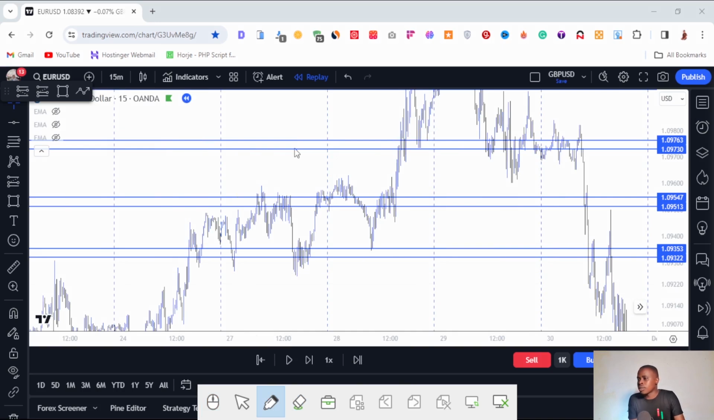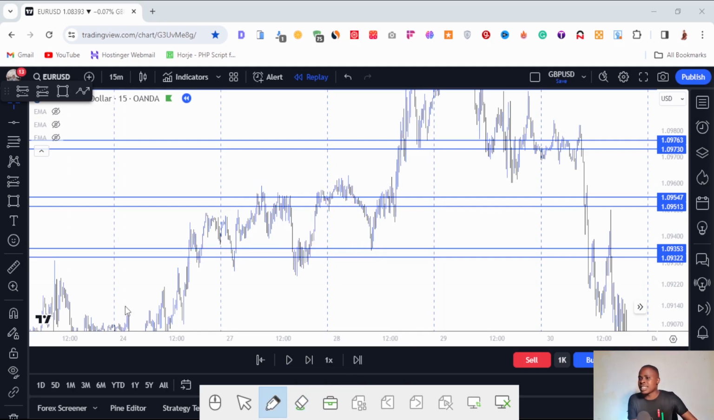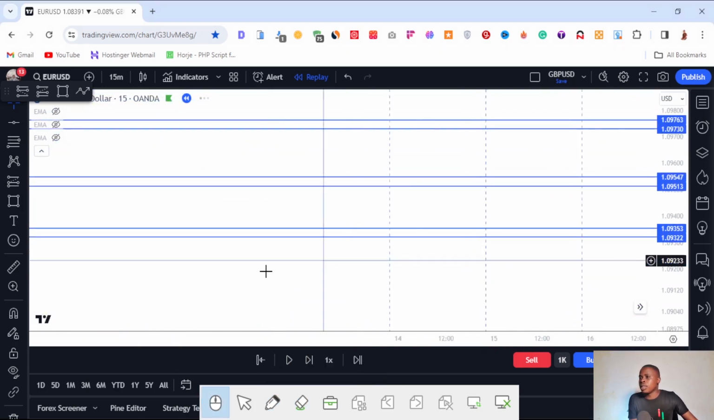Look at this. It's the same zone. Traders are just not patient enough to wait for the market to come back into these zones. But it's the same zones that the market has been reacting to before. Let's go back with the market. Let's see if we can meet the market again.